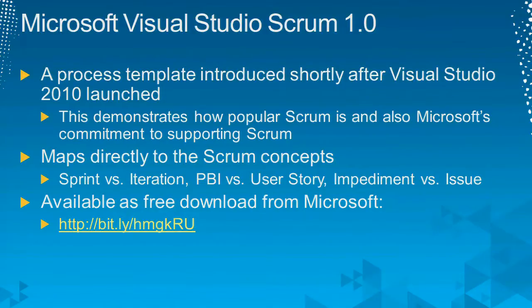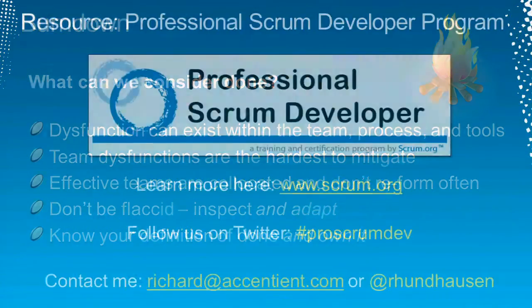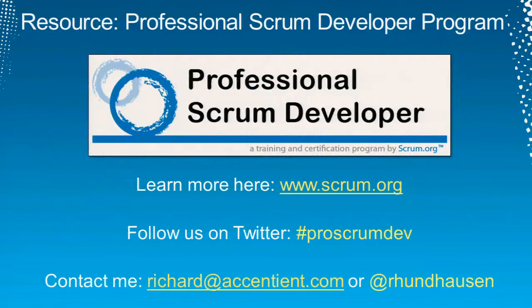So you won't see something called a user story. You'll see a product backlog item. You'll see a sprint work item where you can set up your start dates, your end dates, your sprint goal. And instead of issue, there's impediments, things like that. And it's a free download from Microsoft. There's guidance online. And if you're up for it, you can even go on and take the Professional Scrum Developer Program.